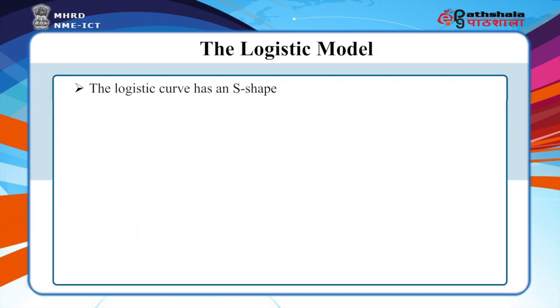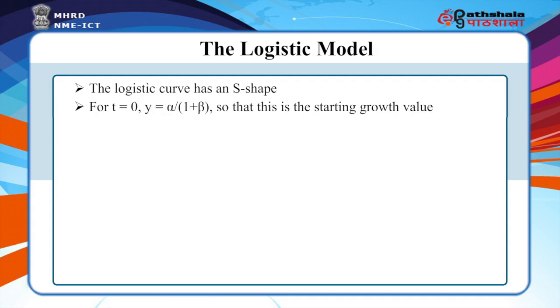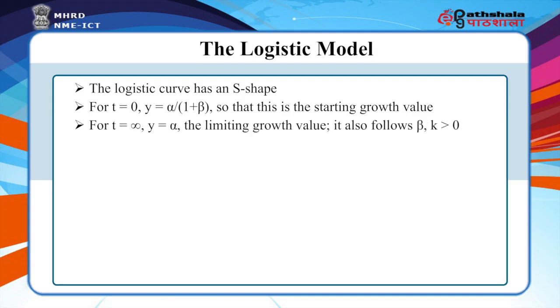The logistic curve has an S shape. For t equal to 0, y is equal to alpha divided by 1 plus beta, so that this is the starting growth value. For t is equal to infinity, y is equal to alpha, the limiting growth value. It also follows beta k is greater than 0.